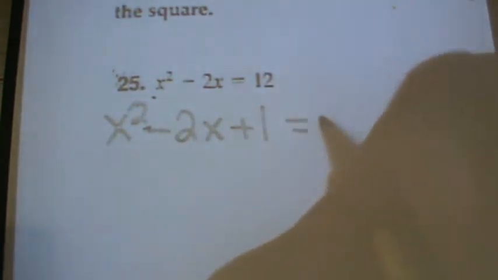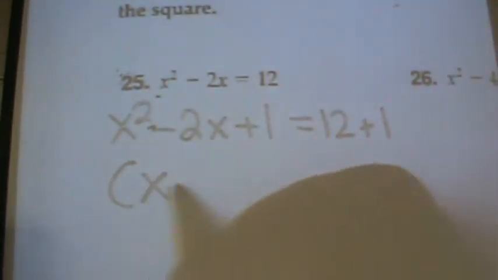Okay, the next two, I want you to complete the square. It says solve by completing the square. So for 25, and these are easy ones to complete the square, the C value is already on the right side, so what do I have to do next? Divide by 2, square the b value. Take half of this and square it, and then add 1 to both sides.